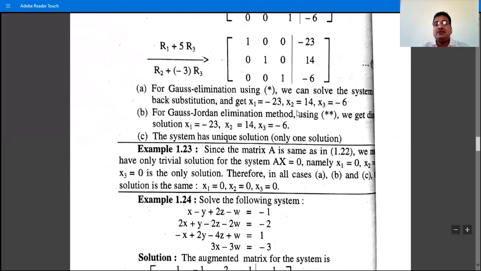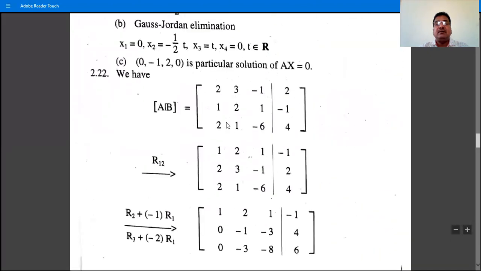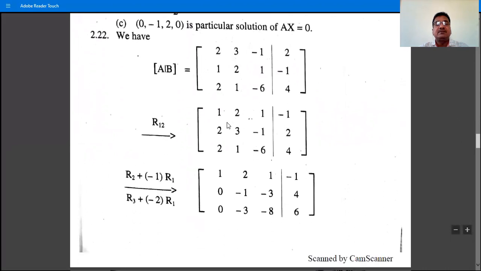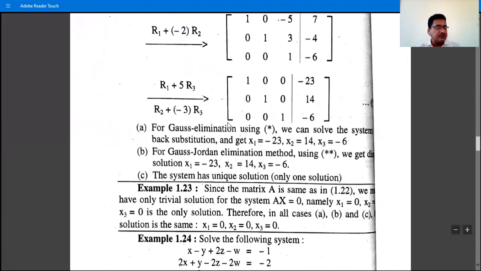So by using Gauss elimination method and Gauss-Jordan elimination method, we have the same answer, that is x1 is minus 23, x2 is 14, x3 is minus 6. So the system has a unique solution because the rank of A and rank of AB are the same and are equal to the number of variables. The rank of A is 3, rank of AB is 3, and the number of variables is also 3. Therefore, the system has a unique solution.